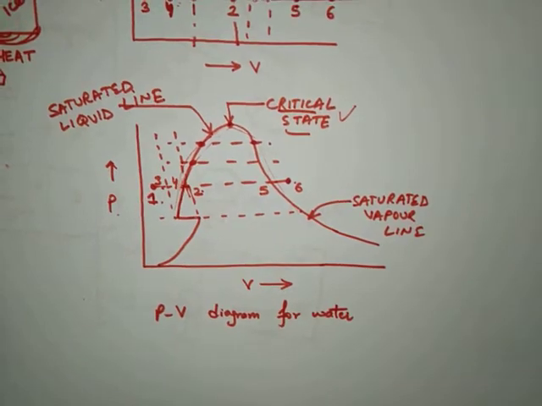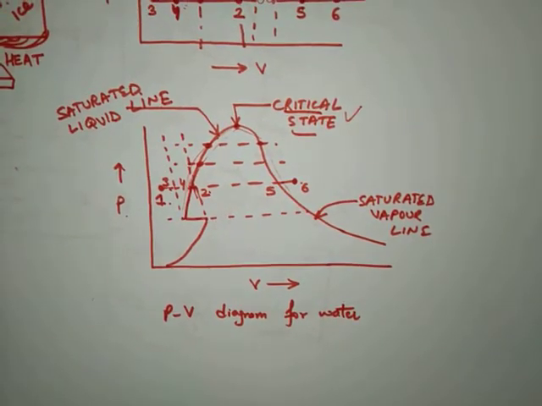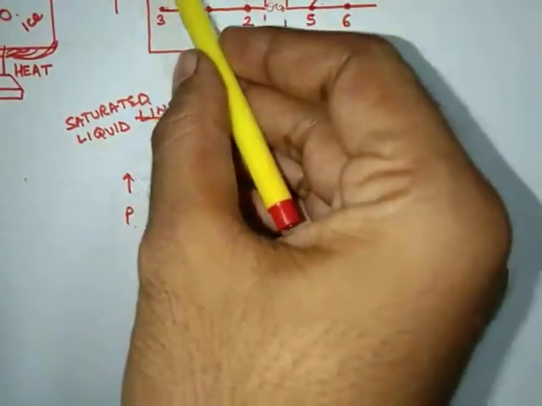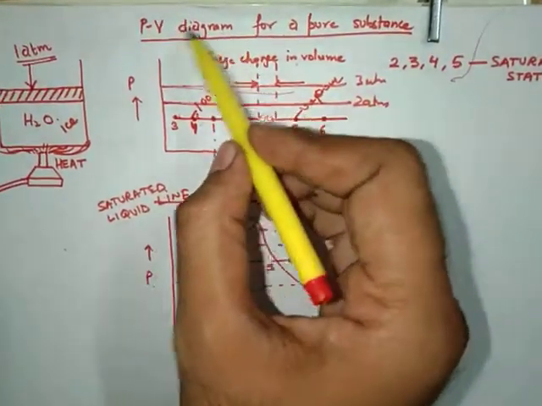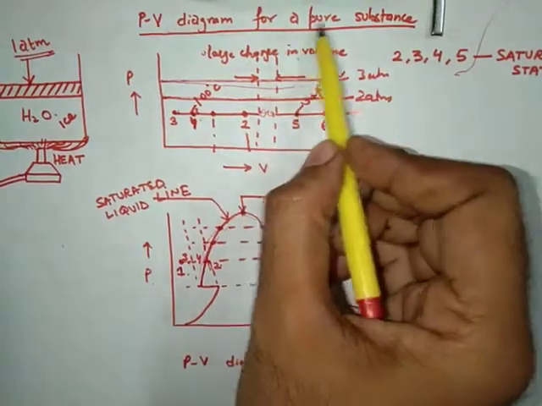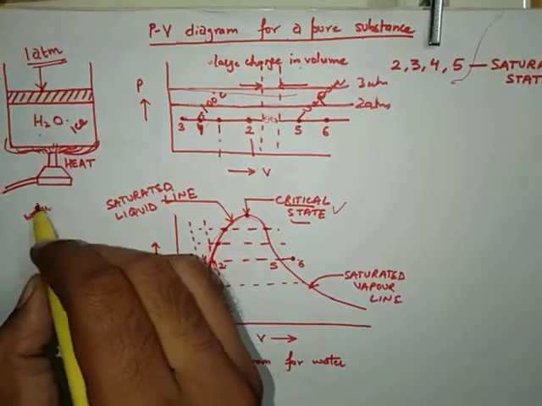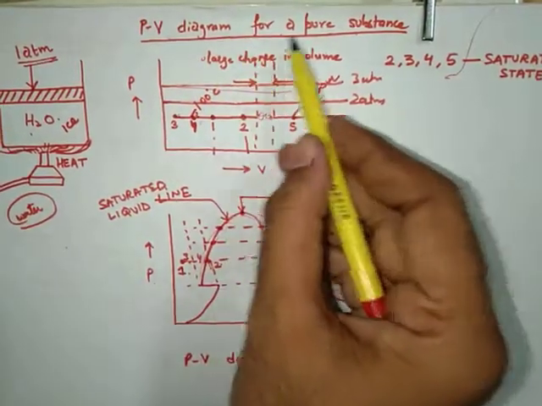So friends, this was all about the PV diagram, how a PV diagram is formed for a pure substance, and we have taken the example of water. Similarly, for other substances, a PV diagram can be drawn.